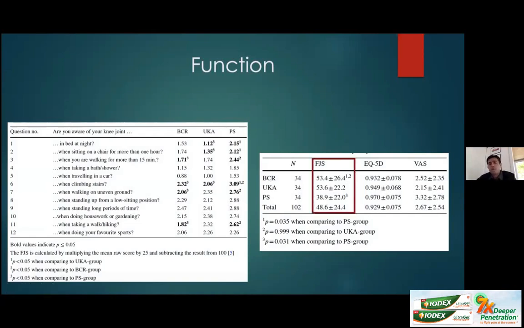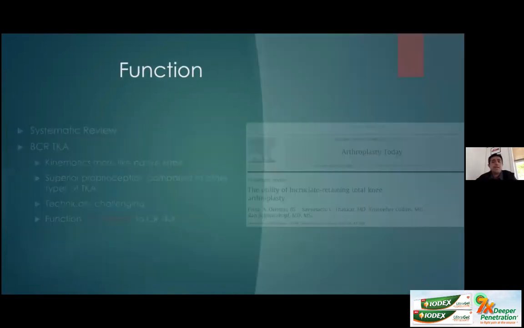And there is a thought, Professor Justin Cobb in the United Kingdom, he picks doing a medial uni, then a patellofemoral, and then a lateral uni over doing a total knee replacement. So there may be some thought in preserving the native architecture of the knee and just resurfacing the arthritic surfaces instead of replacing the entire knee.